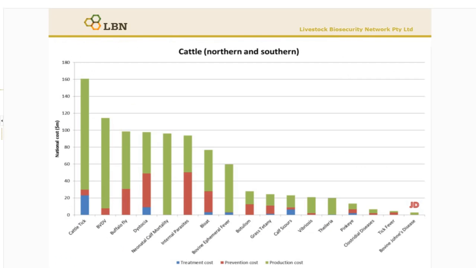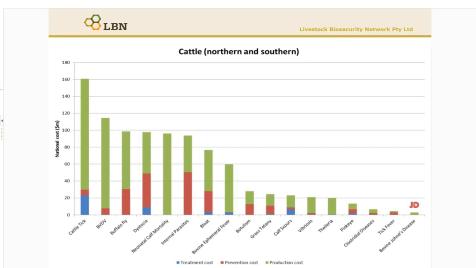So the other bit of information which I'll show you today is the actual overall cost to industry of Johne's disease compared to other conditions, whether they be parasitic conditions, production conditions, or infectious diseases. And as you can see, there's the big guns like Caltech, $160 million, BVD, $110 million, internal parasites around $90 million, and we compare that to bovine Johne's disease, which in the beef industry across the whole country costs about $1.4 million direct losses.